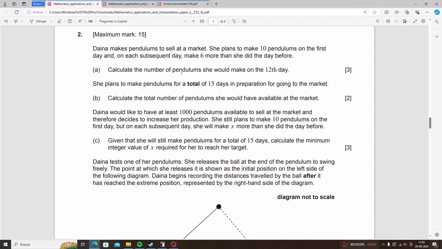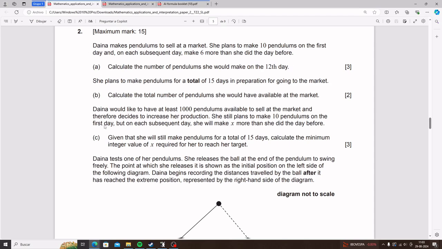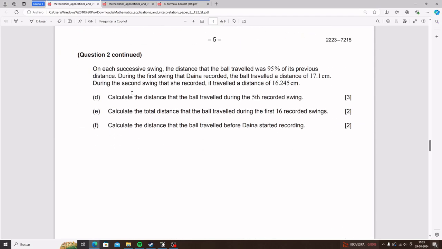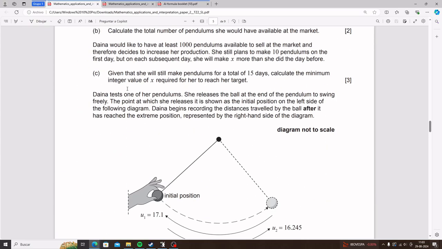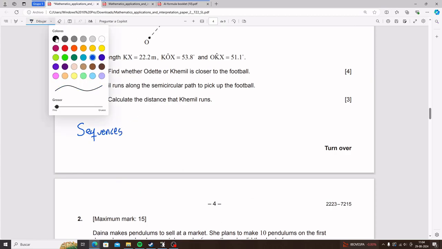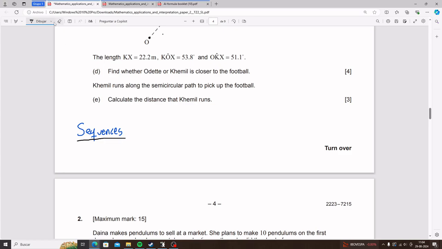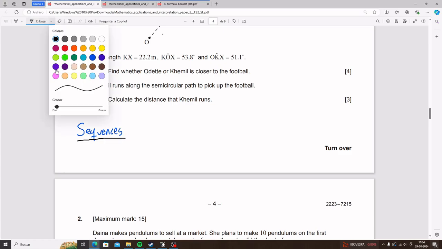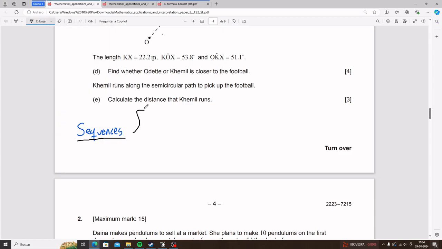Now the exercise, before we're even talking about part A, B, C, D, E, F, we will first establish that this is a sequences problem. And ladies and gentlemen, I need you to understand the following. When you face a sequences problem, there are two main types of sequences that you can face. One of them is what we will call the arithmetic sequence, and the other one is the geometric.